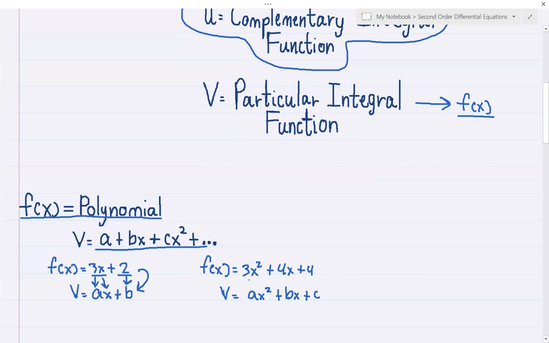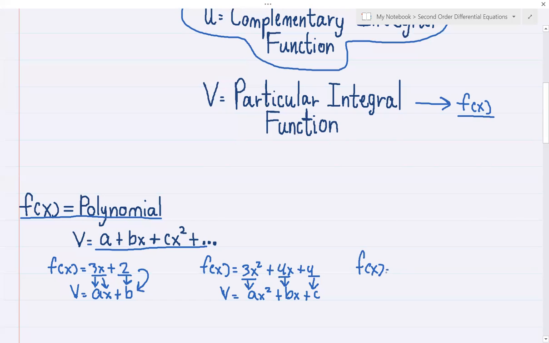I just copied, but different numbers. So from 3 will become a, from 4 to b, and from constant term of 4 will become c. Did you notice? Basically, I copy the format, but I change the numbers into letters. Okay? So one more example.